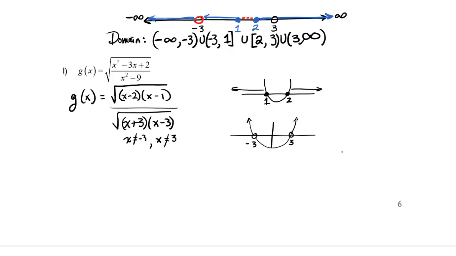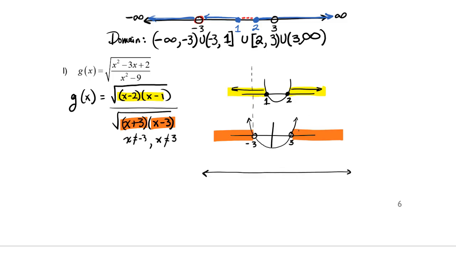So all of that to say, if I look at where these two graphs exist, the numerator tells me that I can have anything to the left of 1 or to the right of 2. But my denominator says I can only include things to the left of -3 and to the right of 3. Which means I have to throw out some of these values that are included in the numerator.